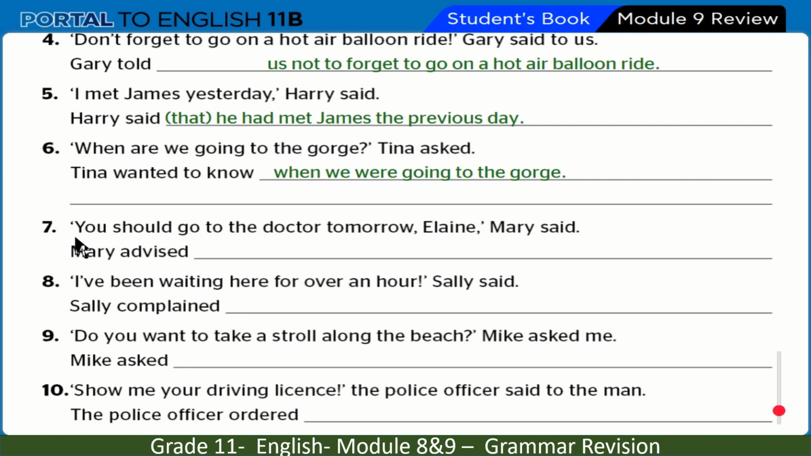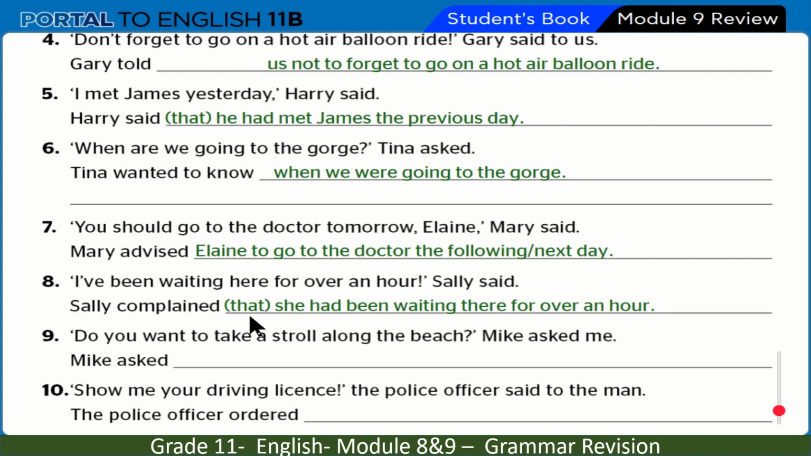Number 7, you should go to the doctor tomorrow, Ellen. So here, tomorrow should be changed to the following day or the next day. Number 8, excellent. Complained, that is complained about, but both are correct. This is a correct statement here. Number 9, Mike asked, as you can see, this is a yes no question, so asked must be followed by if.